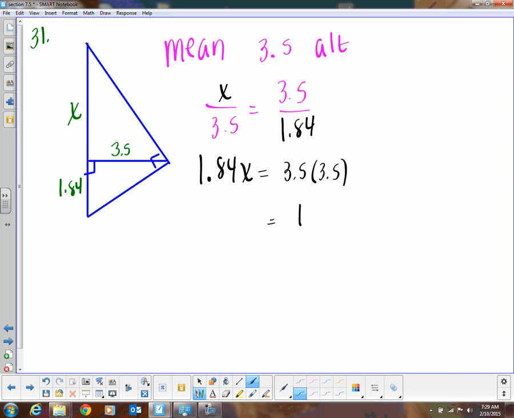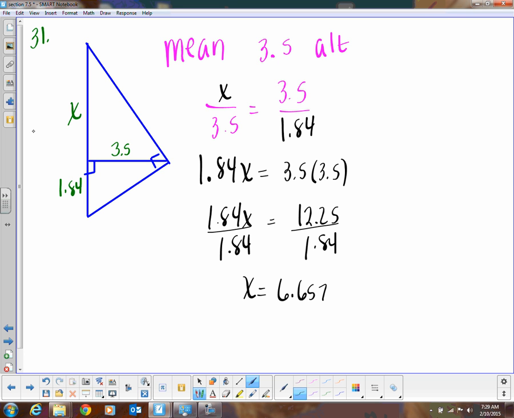Okay, hold that, 12.25. Then what do we have to do? Divide 12.25 by 1.84. And what is that going to be? 6.657. So this is 6.657.